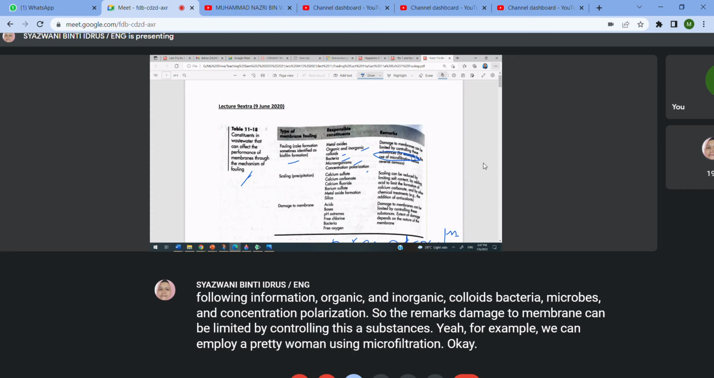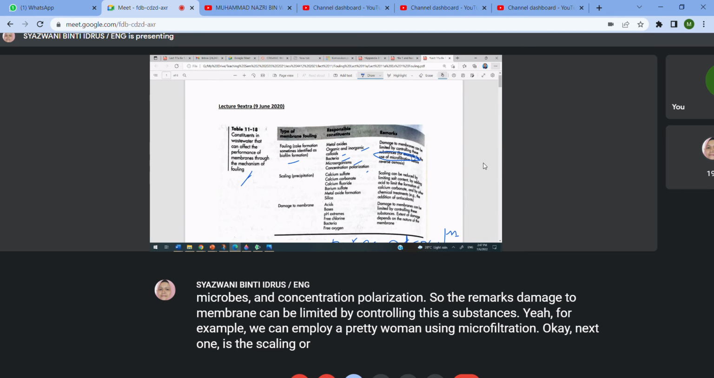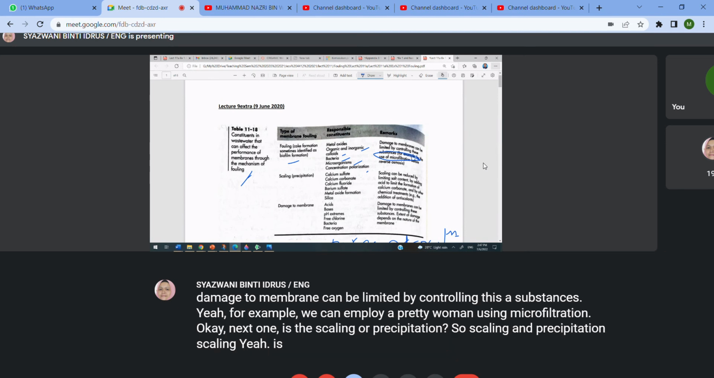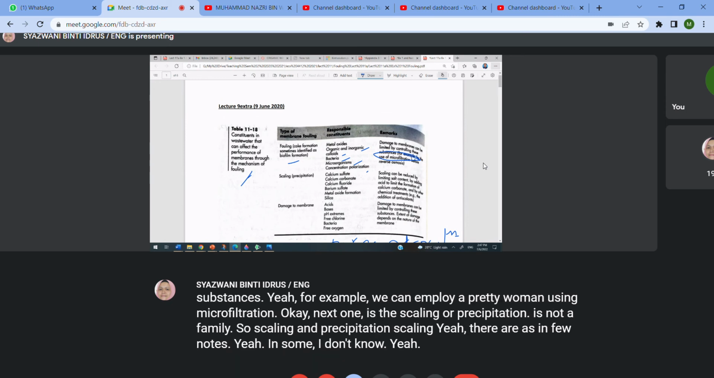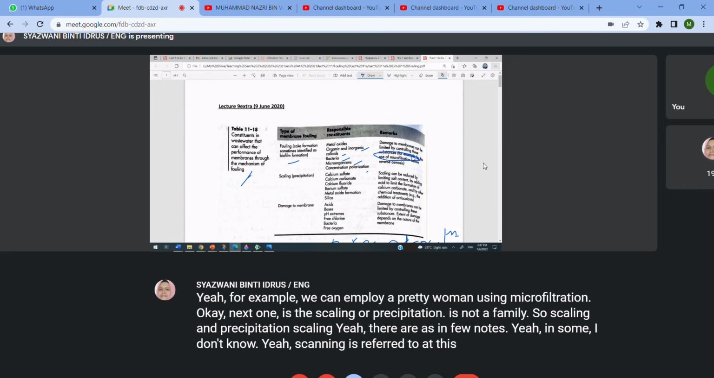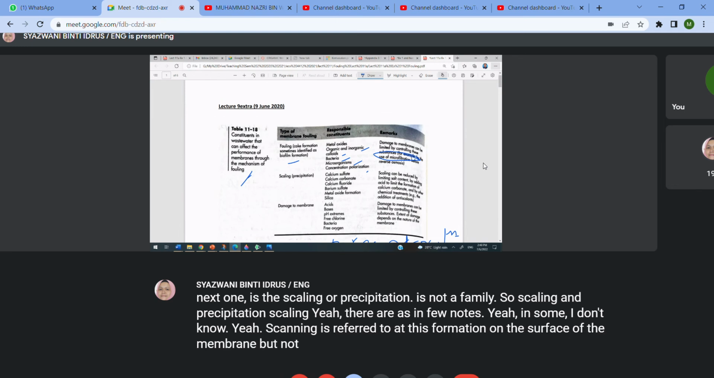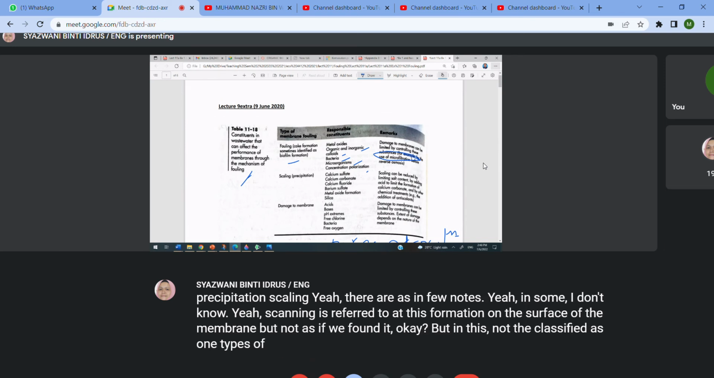Okay, next one is scaling or precipitation. Scaling is not fouling. In some other notes, scaling is referred to as other formation on the surface of the membrane, but not exactly fouling. But in these notes, they are classified as one type of membrane fouling.